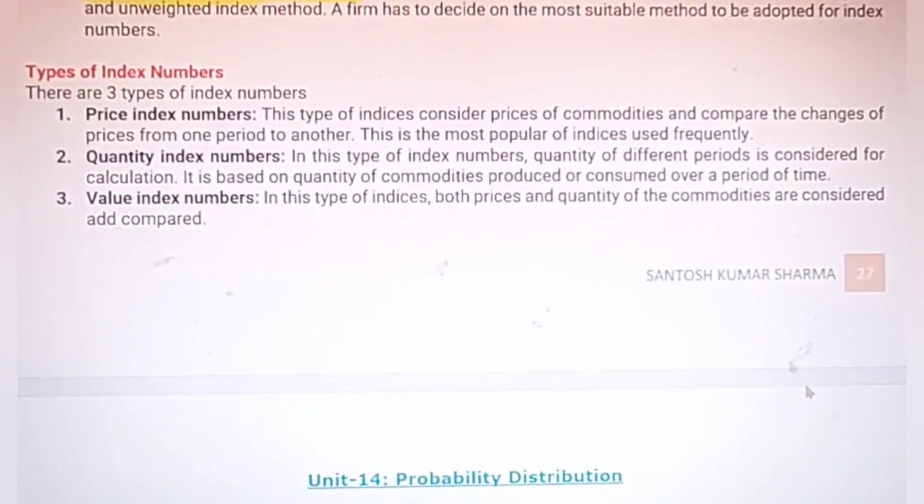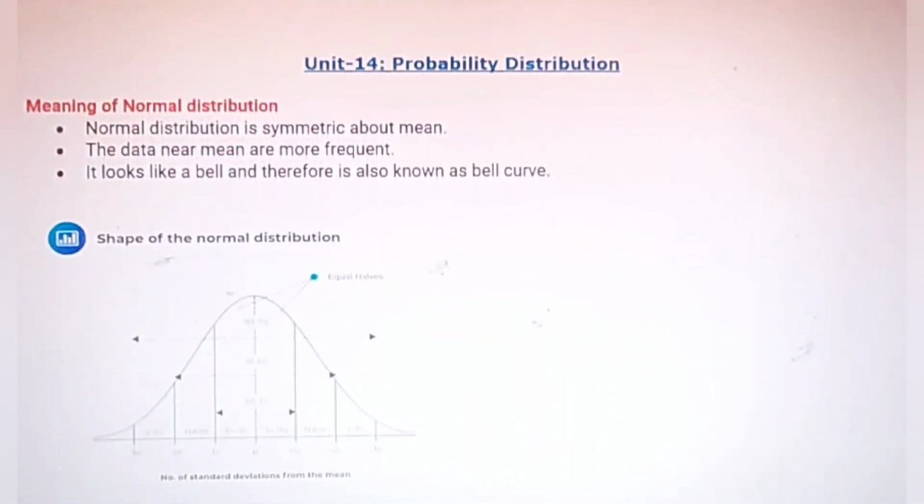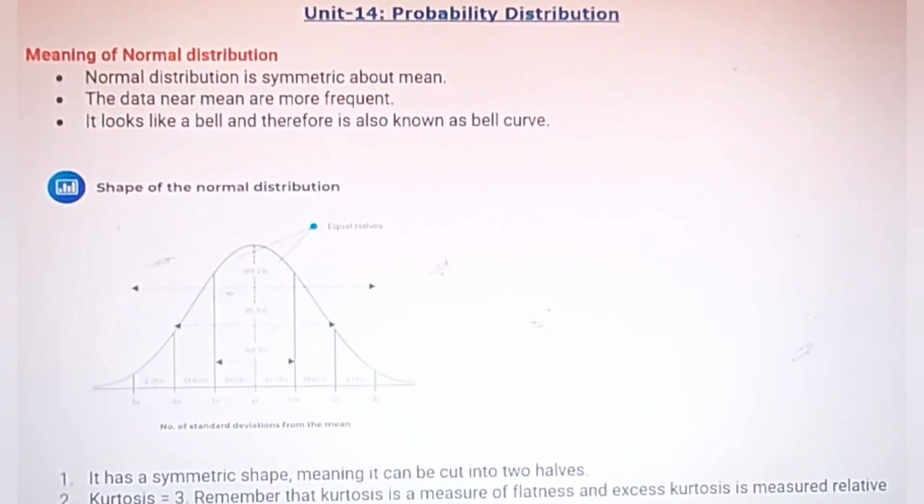Now these are the different types of index numbers we use. The first one is price index numbers, which is based on prices of goods or commodities. The second one is quantity index numbers, which is based on the quantity of goods and services. The third one is value index numbers, which is a combination of both these index numbers. Okay. The next unit is probability distribution, and let's see what this probability distribution is all about.